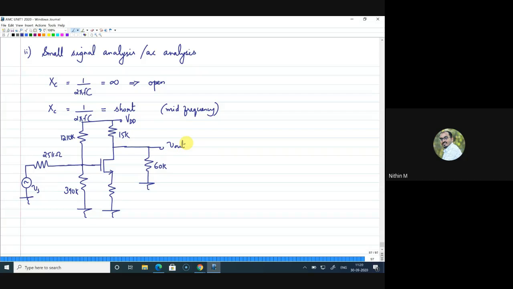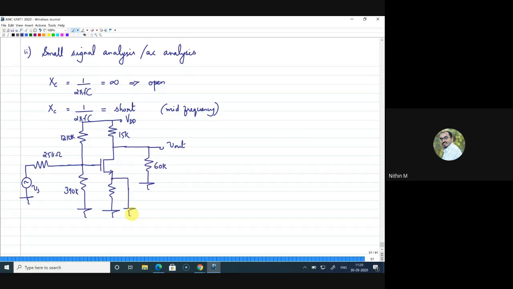Now, if you look at this terminal here, also there is a capacitor. So a capacitor should be replaced by a short. That means something like this, right? So that makes some difference here, compared to the other capacitors which are there on the input side, at the gate and at the drain side.